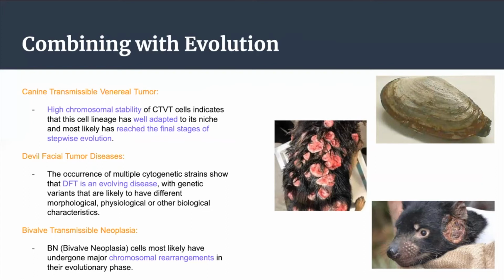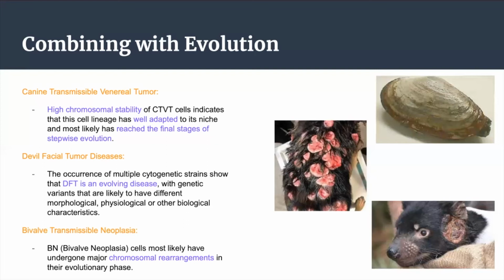Canine transmissible venereal tumor. High chromosomal stability of CTVT cells indicates that this cell lineage has well adapted to its niche and most likely has reached the final stages of stepwise evolution. The analysis based on Murgia et al. indicates that the tumor arose between 200 and 2500 years ago. However, since CTVT represents the oldest known mammalian somatic cell line, in the same article it is also stated that the time span mentioned earlier most likely represents a later bottleneck effect that CTVT went through.